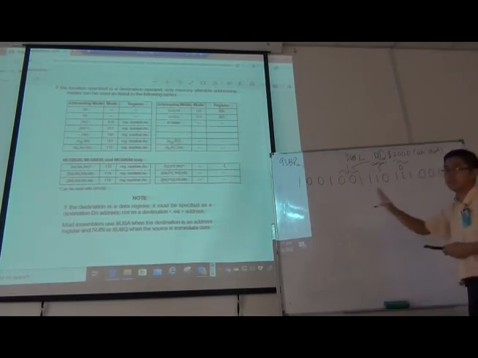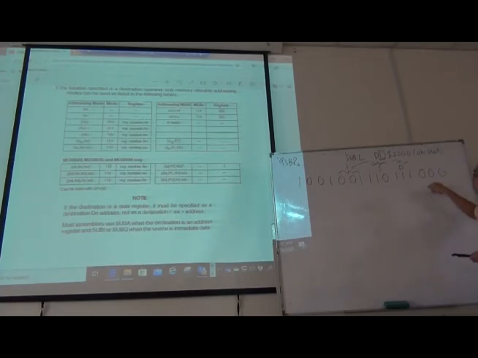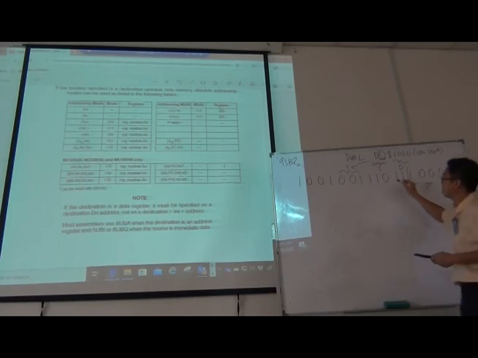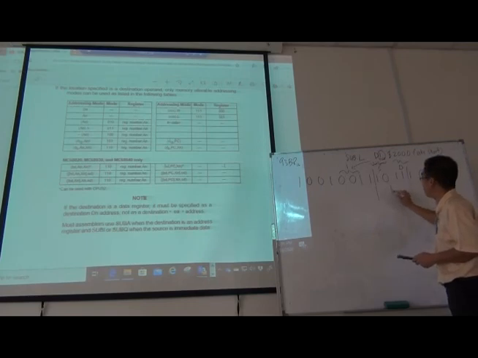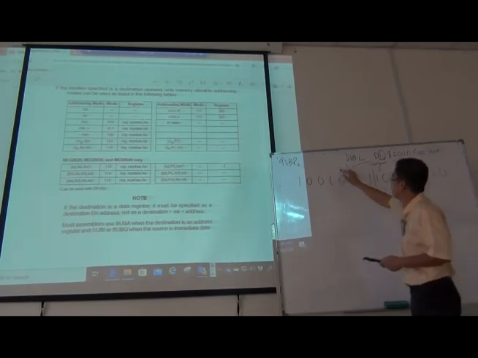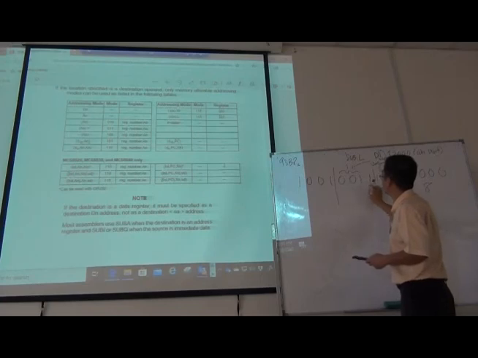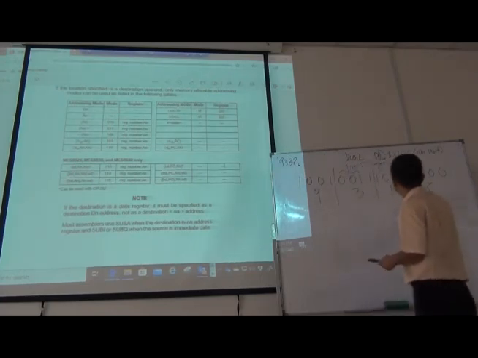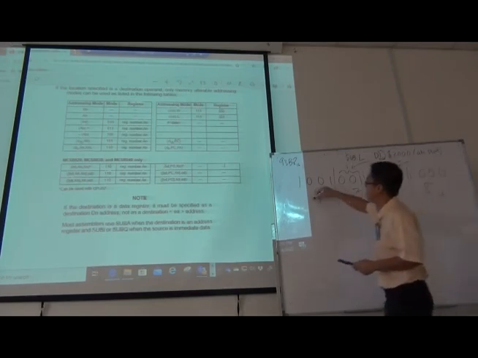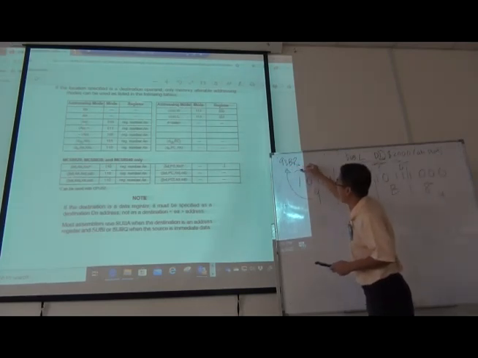So you complete the 16-bit numbers, divide by 4 sections. This is equivalent to 8. This is equivalent to 11. 11 is equivalent to B. Another one is 1. This is 3, and this is 9. So this is the same as from the compiler.